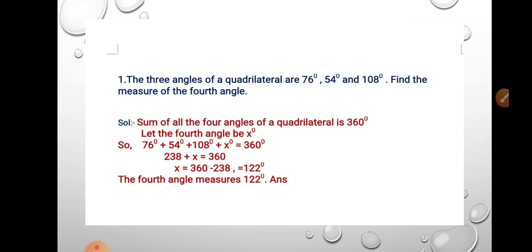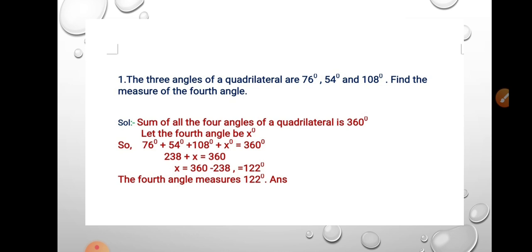The first one is: the three angles of a quadrilateral are 76 degrees, 54 degrees and 108 degrees. Find the measure of the fourth angle. So here three angles are given, you have to find the fourth one. You know that according to the properties of quadrilaterals, the sum of all four angles is equal to 360. So now solve it: 76 plus 54 plus 108 plus x. Here we let the fourth angle be x.